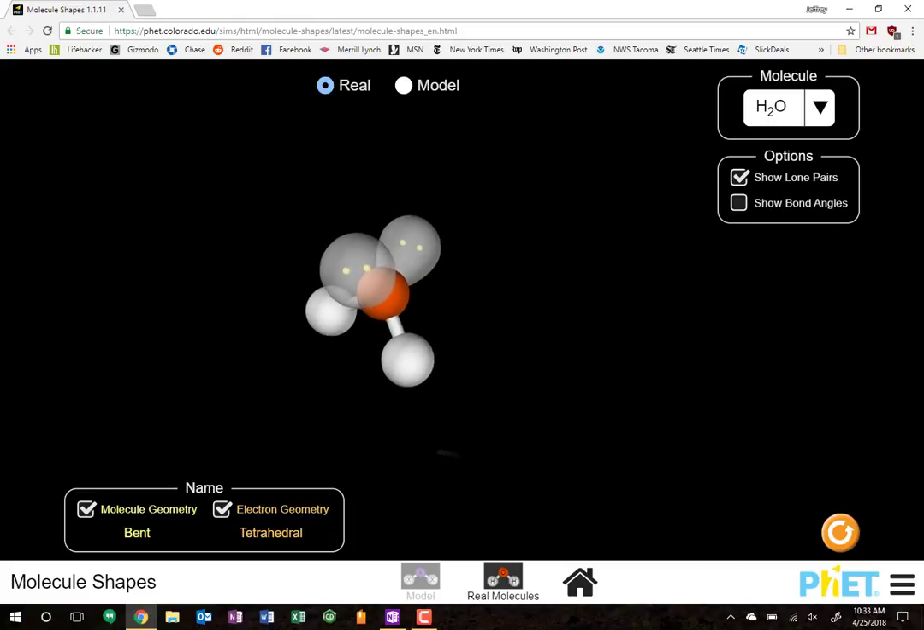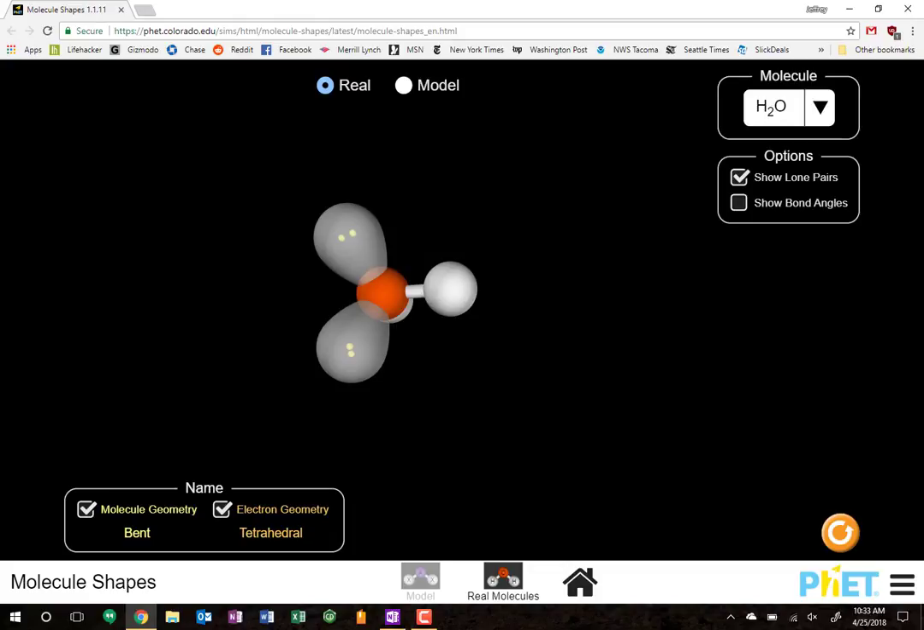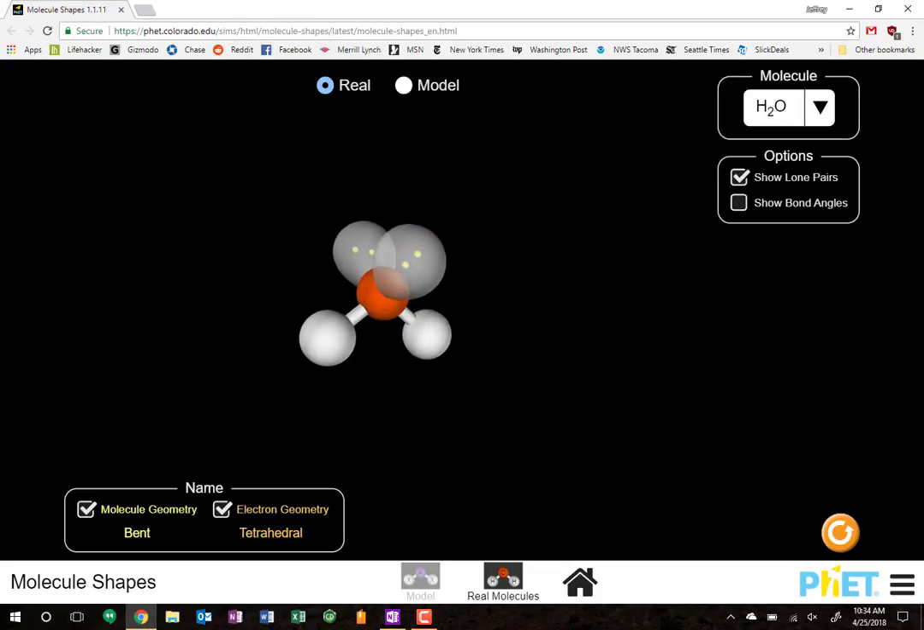And for example, this is water right here, and you can actually rotate it around. And then on the bottom, you can actually see the molecular geometry and the electronic geometry. So for example, water has 2 bonded atoms and 2 lone pairs. So its electronic geometry is tetrahedral. But to be more descriptive, we can describe the molecular geometry, which in this case is going to be bent.